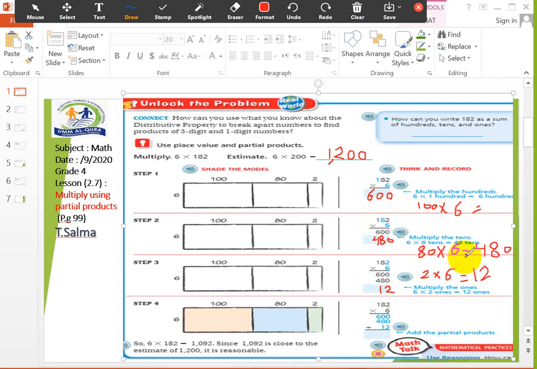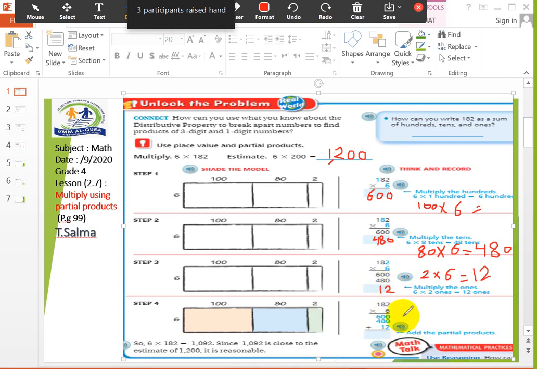80 multiply 6 equals what? 8 multiply 6 equals 48, and put 1 zero next to the answer, so it will be 480. So I have to order this number under the first one. Okay? The last thing, I have to multiply 6 with the number in the ones digit, which is here 2. The value of the number equals the same number. That means 6 multiply 2 equals 12, and order the answer under the next one.